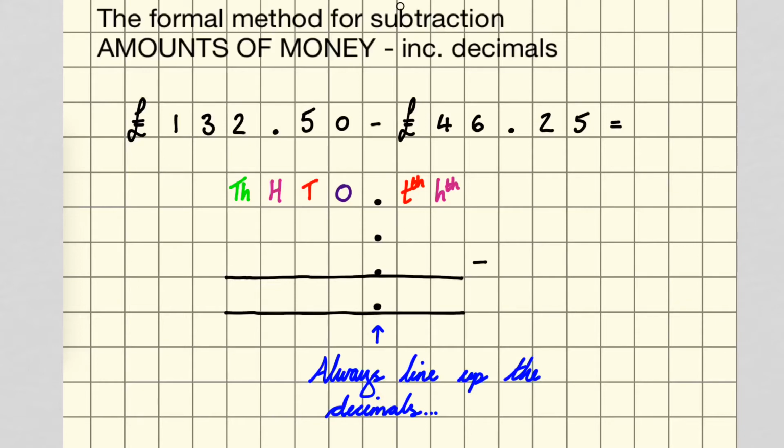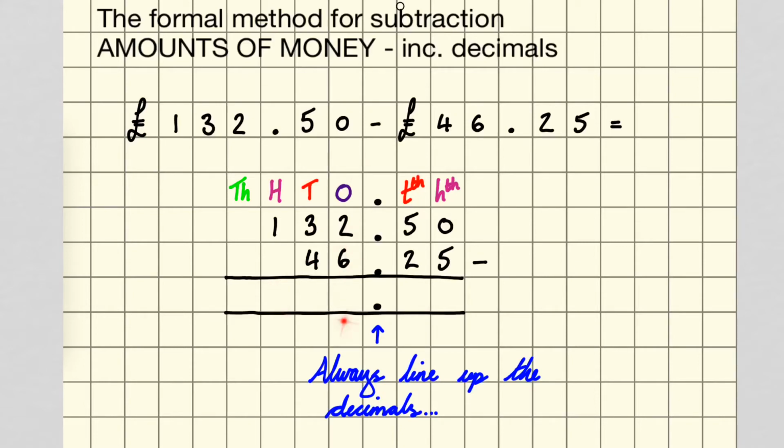First job is to write the numbers into the calculation. Now, as usual, we'd line up the ones column, 2 in the ones column, 6 in the ones column. So we've lined up the ones column, but we've also lined up our pennies. So we've got 50 and 25, so 50p and 25p. So we can now begin our calculation.